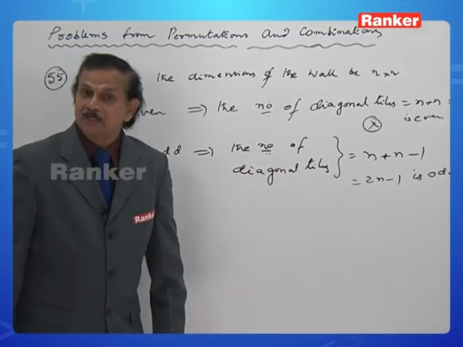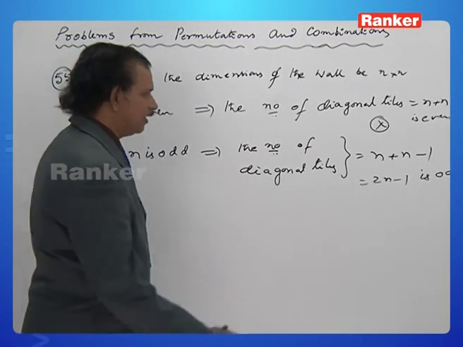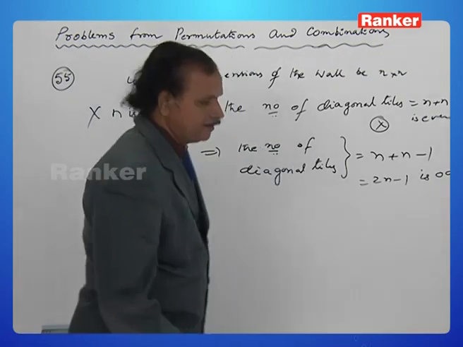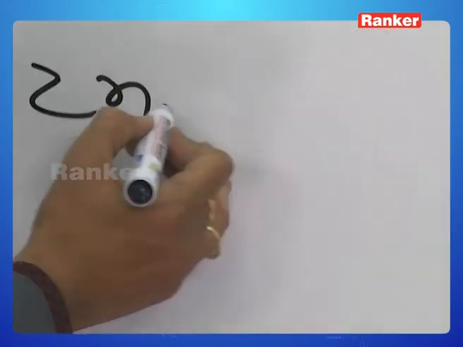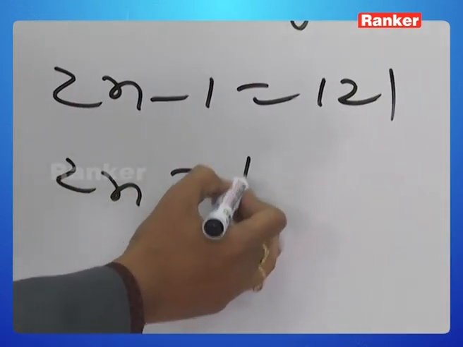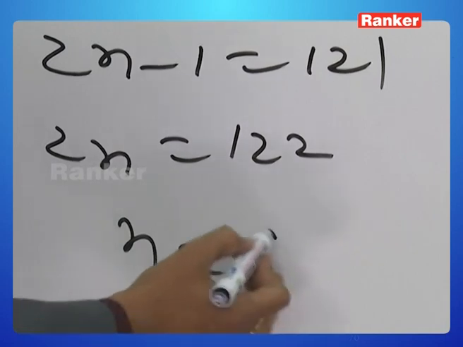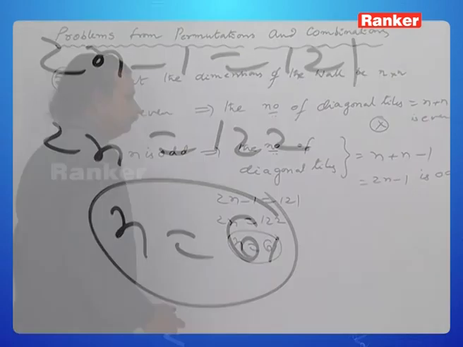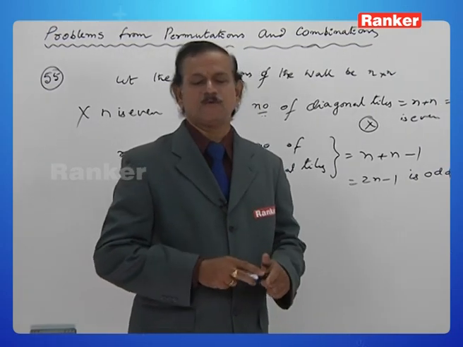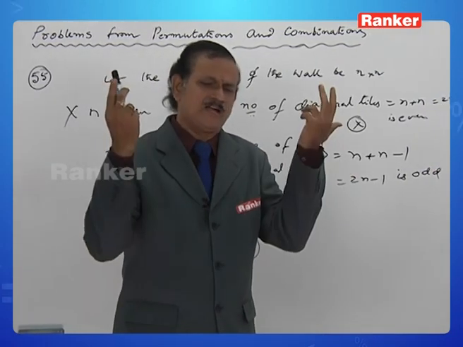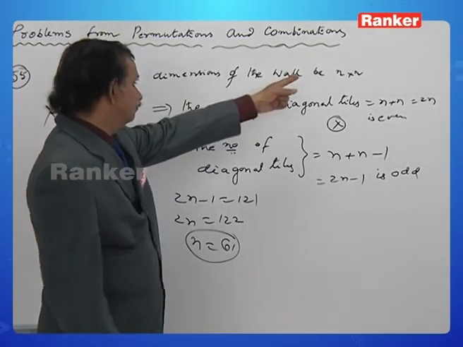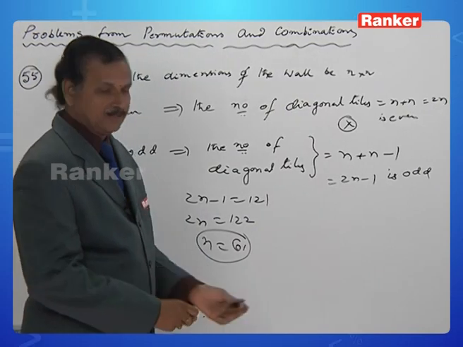That is nothing but the number of blue tiles. What are the blue tiles? The number of blue tiles according to the data is 121. Therefore, 2n minus 1 is equal to 121, that is, 2n is equal to 122, or n is equal to 61. We could have got the total number of tiles also. What is the total number of tiles? 61 into 61, as it is n into n.